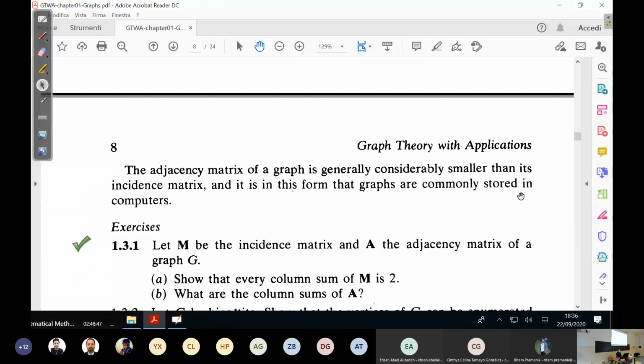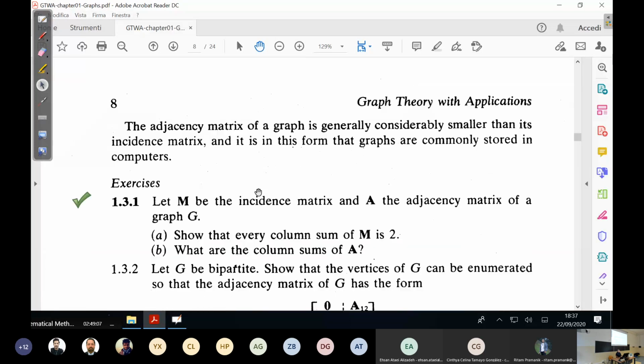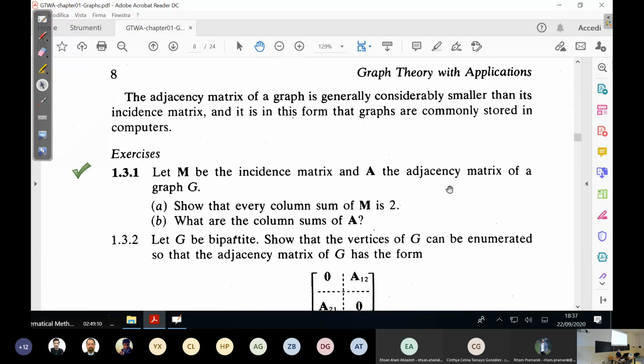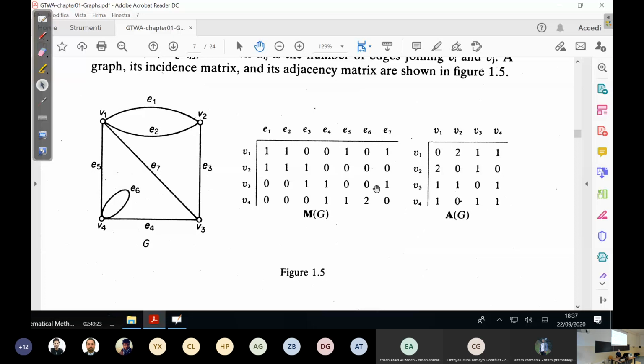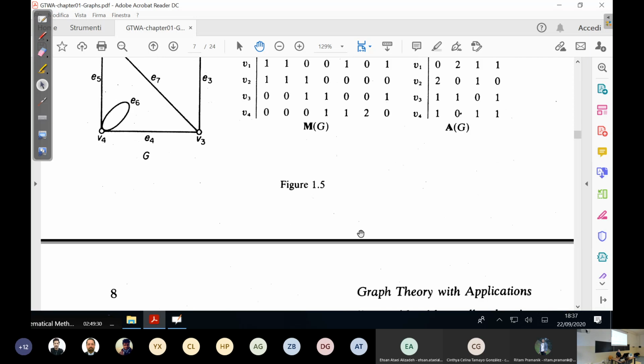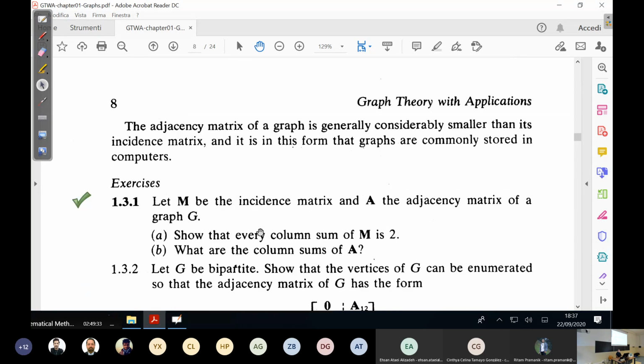Unfortunately, this is no longer true, as I was saying. This book is from a long time ago, from 1977, and at that time there were no PCs, just mainframes, so you must understand that something has changed since then. Let M be the incidence matrix and A the adjacency matrix of a graph G. Show that every column sum of M is 2. This is not terribly difficult because when we have loops, the entry is 2 and not 1. This saves the little theorem.